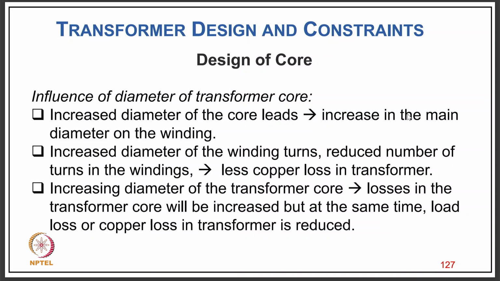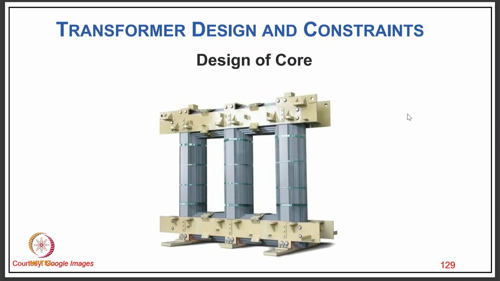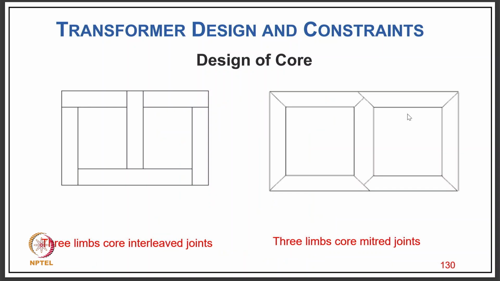So increasing the diameter of the transformer core, losses in the core will increase, but at the same time copper loss in the transformer is reduced. So this is typically how you have a different cross section area with the different steps of the lamination blocks here. This is the basic diagram, and this is how the core is put together, as you can see in the photograph, and how the different steps are there in the assembled core, like the copper.